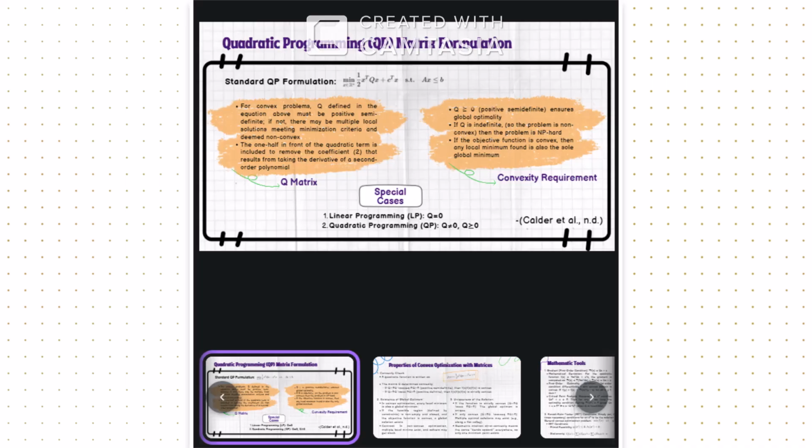Non-convex QP, Q indefinite. The problem may have multiple minima, saddle points, or maxima. Global optimization techniques or heuristics like branch and bound or evolutionary algorithms are often required, making the problem computationally demanding. Thus, the condition Q positive semi-definite is what makes quadratic programming both tractable and widely applicable in practice.